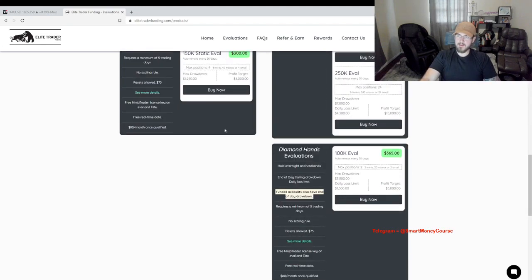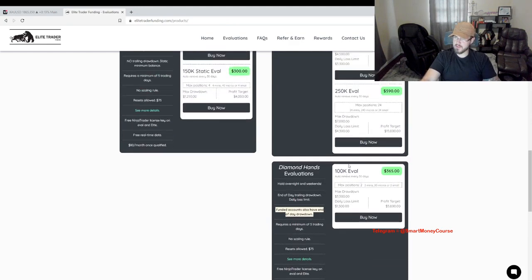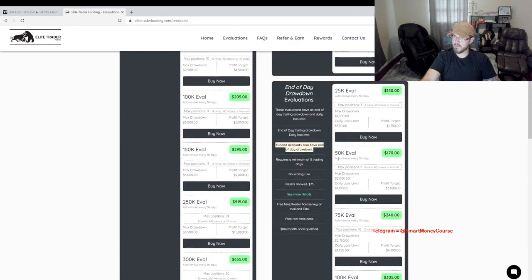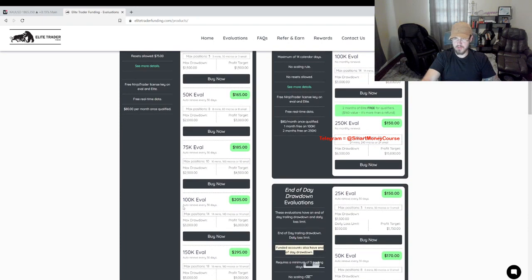But yeah, I don't know. It seems interesting. There are just so many rules and so many different things. I don't understand why. The one step seems interesting though. For the 100K, you can only be in a 3% drawdown, but you only have to get a 6% win. Just weird.